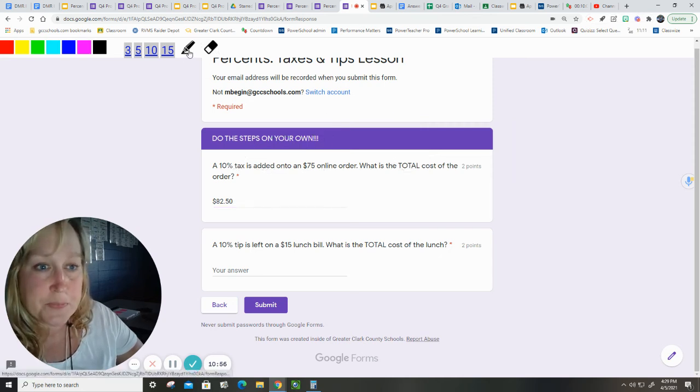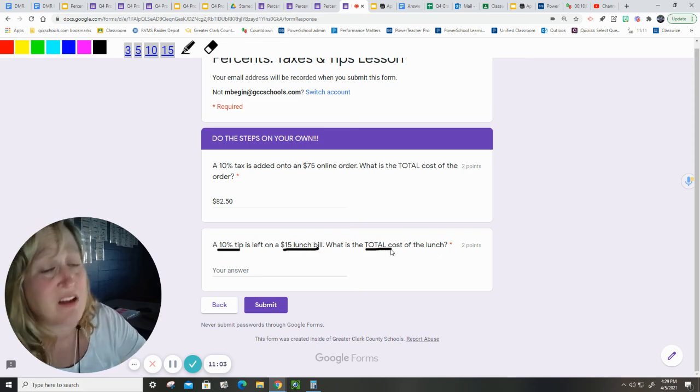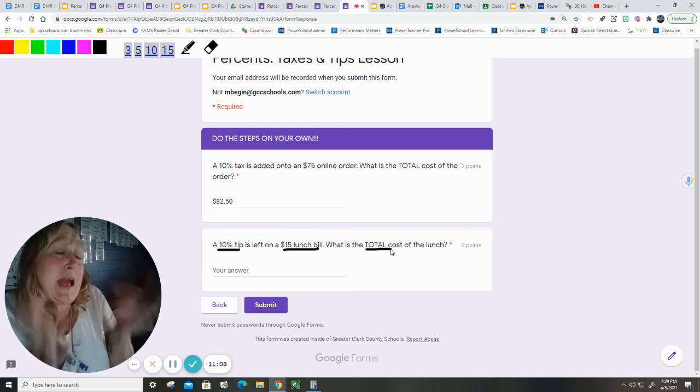We're going to think. 10% tip is left on a $15 lunch bill. What is the total cost? I'm going to have to do all the steps. I got to find out what my tip was, and then I got to add it to the lunch bill.